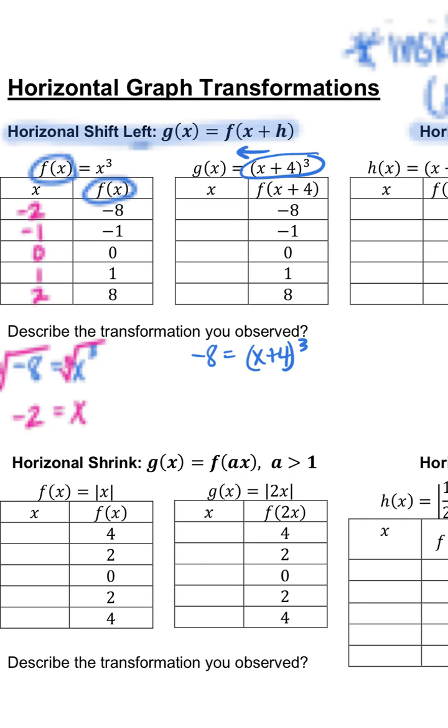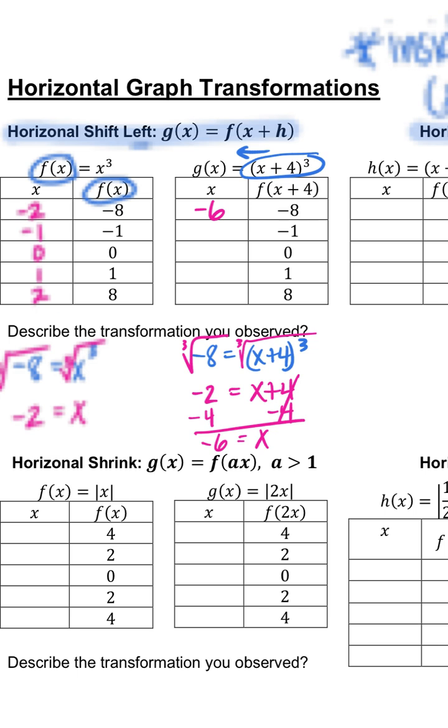Still have to do the same thing. I have to take the cube root of both sides. I already know the cube root of negative 8 is negative 2. When I take the cube root of a cube, it's just what's inside. And then I have to subtract the 4, which is your move left. So x is negative 6.